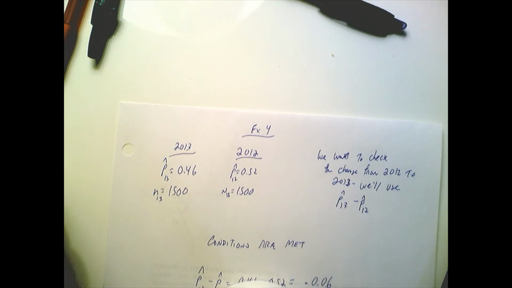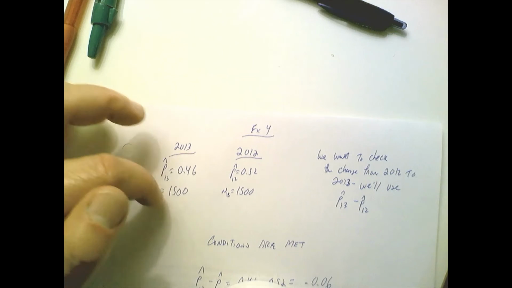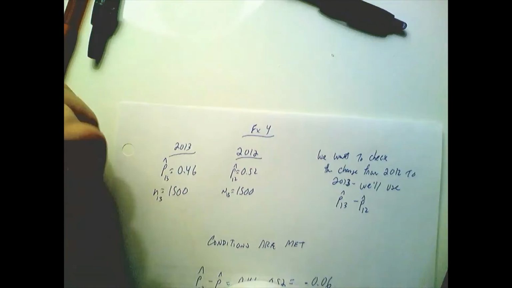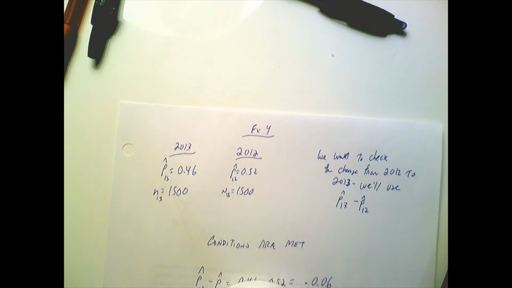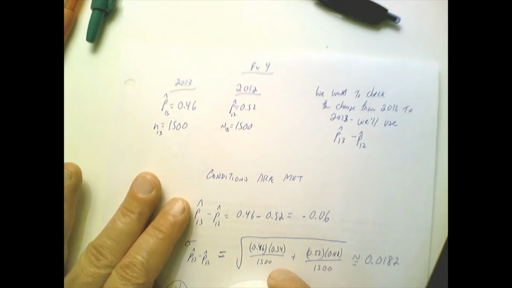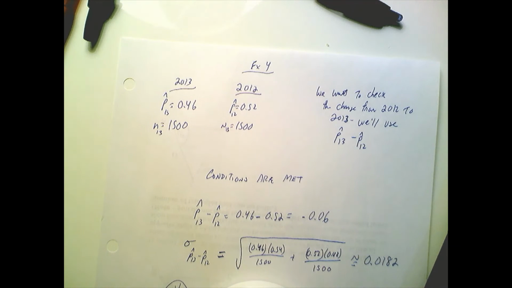Now, are our conditions met? SRS has existed in both years. 1,500 is certainly less than 1/10 of the entire population, so we're good there in terms of how our sampling worked. And we have the large counts condition met for sure: 46% of 1,500, 54% of 1,500, 52%, 48% of 1,500. All four of those numbers are greater than 10. And that certainly allows us to go ahead and do a confidence interval. All conditions have been met.